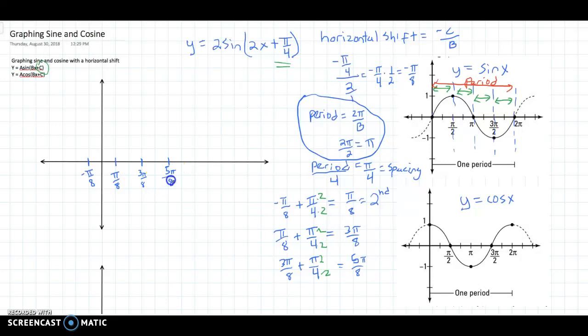Where's the very last tick mark? Remember, there's only 5, right? We've got 1, 2, 3, 4, 5 critical tick marks within each cycle. I'm only going to graph one cycle. 1, 2, 3, 4. I need one more. The spacing is always consistent. So again, 2 spaces away. When I add on 2 pi over 8, I would get to 7 pi over 8. Great. Now I just need to graph this.